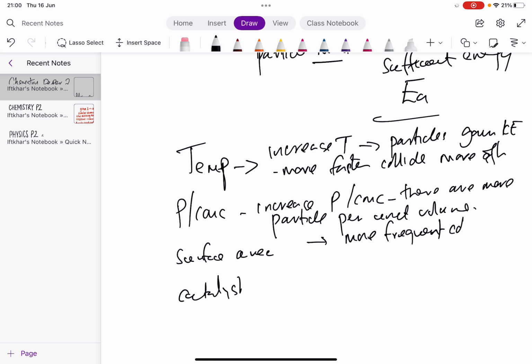When you increase the surface area, if I make something a powder, then there is more surface for collisions to occur. So the frequency of collisions goes up. So more particles will now collide with energy greater than activation energy. A catalyst speeds up a reaction, and it provides an alternative pathway with lower activation energy.